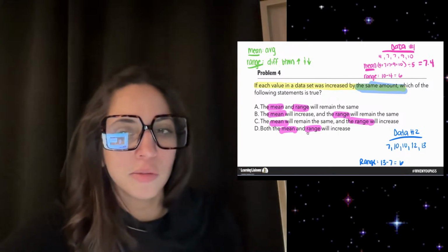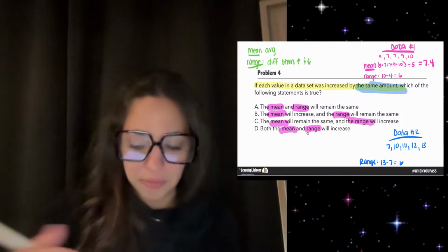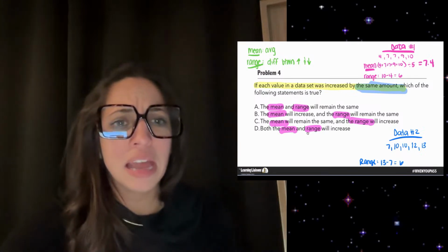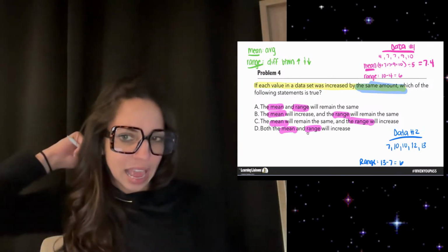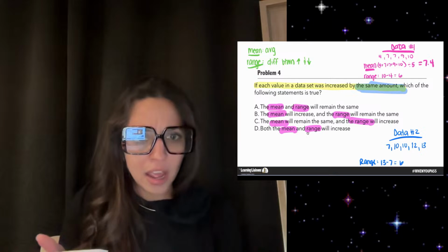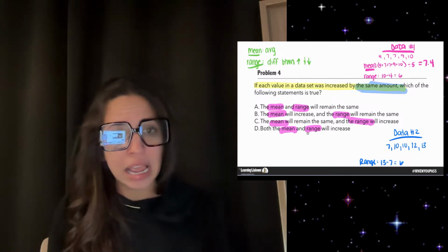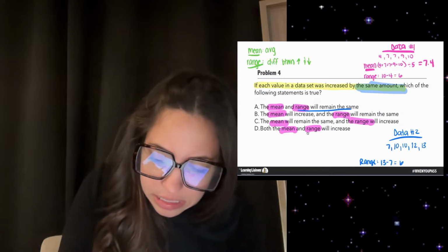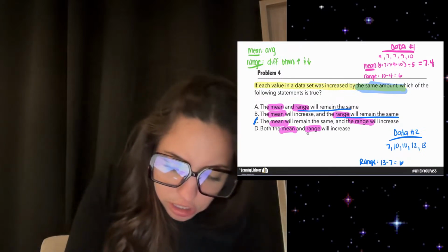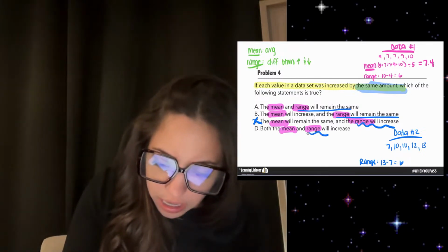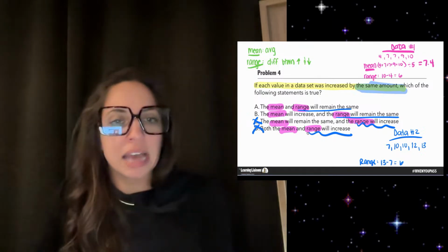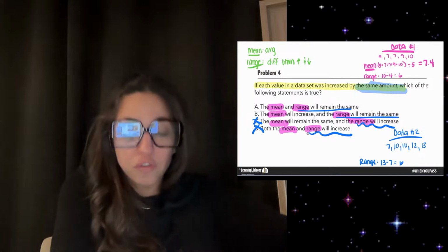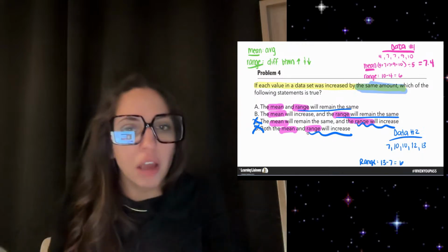So now what am I going to do? Now I'm going to look at my answer choices. I'm not going to go and find my mean. I'm going to look at my answer choices and figure out which of them say that the range stays the same. Because if I don't have a whole lot of time, I can at least pick one of these 2 options from my 50-50 shot, right?